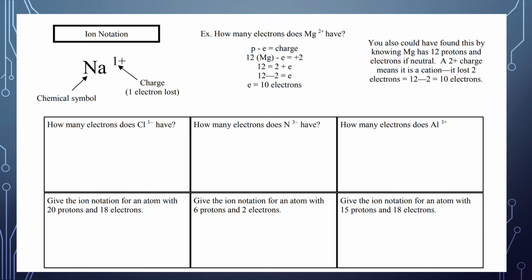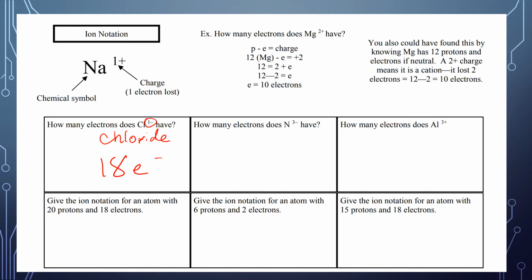So ion notation. Notice you need a symbol and also the charge. How many electrons does a chloride ion, that's how you would call this, chloride, have? 1 minus, so that means you gain 1 more electron. On the periodic table, chlorine has an atomic number of 17. So if it was neutral, it would have 17 electrons as well. So 1 minus would be another additional electron, so 18 electrons.